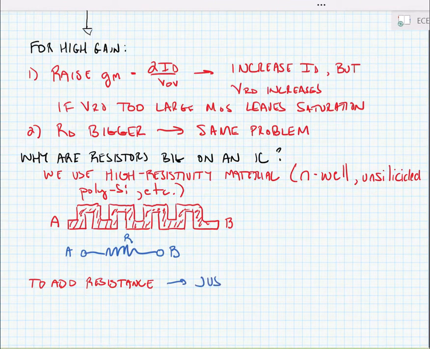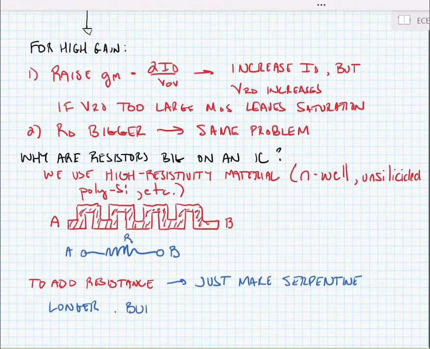Now, if we want to increase the resistance, we just need to make this longer. We're going to make the serpentine structure longer. But even to get just a few kiloohms, this can be quite a big structure. So it's not necessarily a good choice when we're doing designs on integrated circuits.